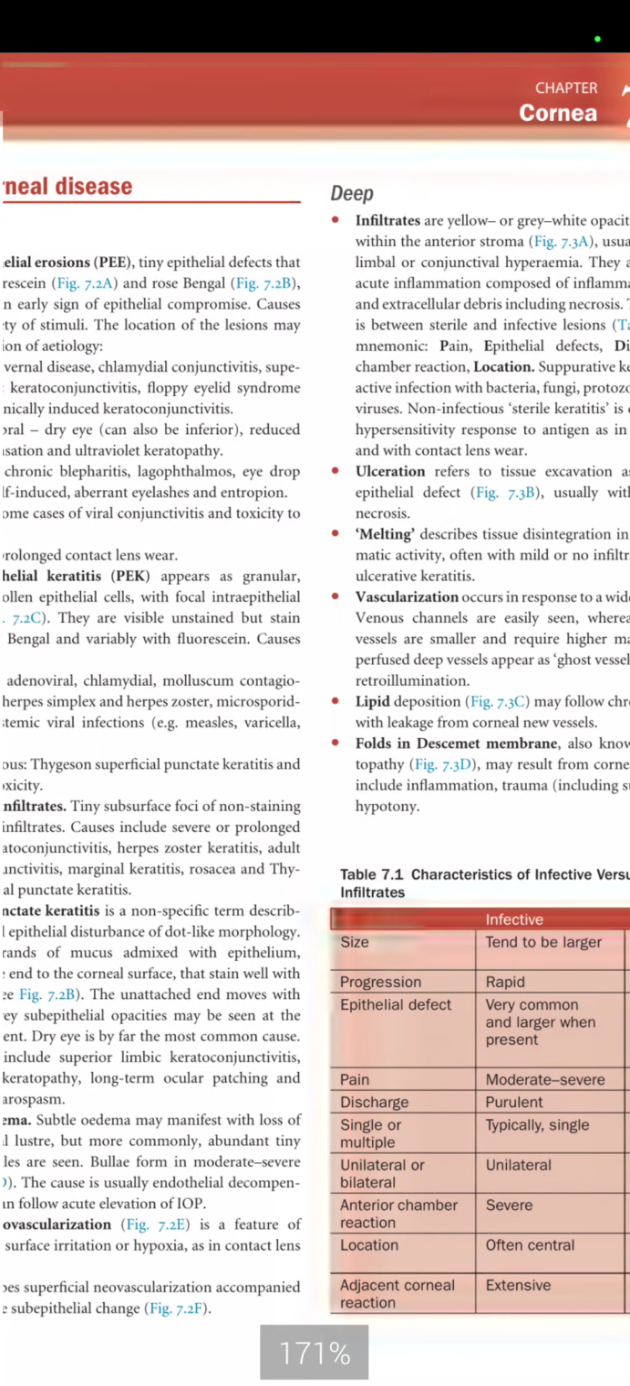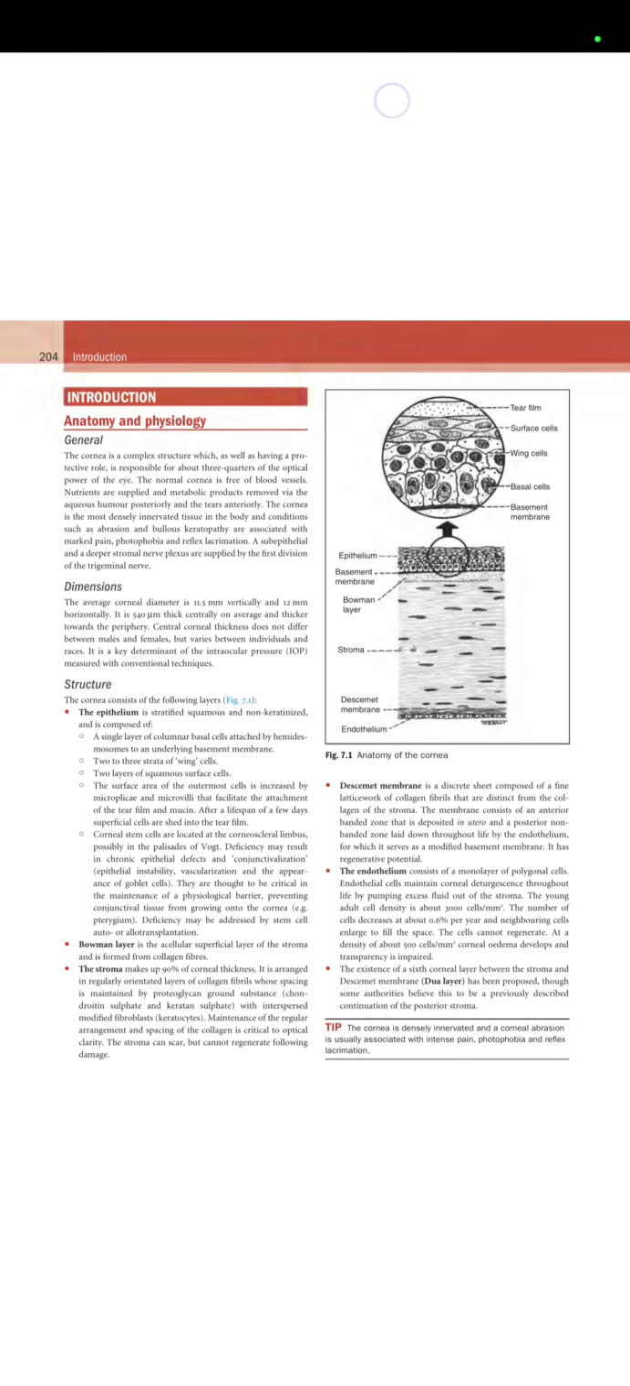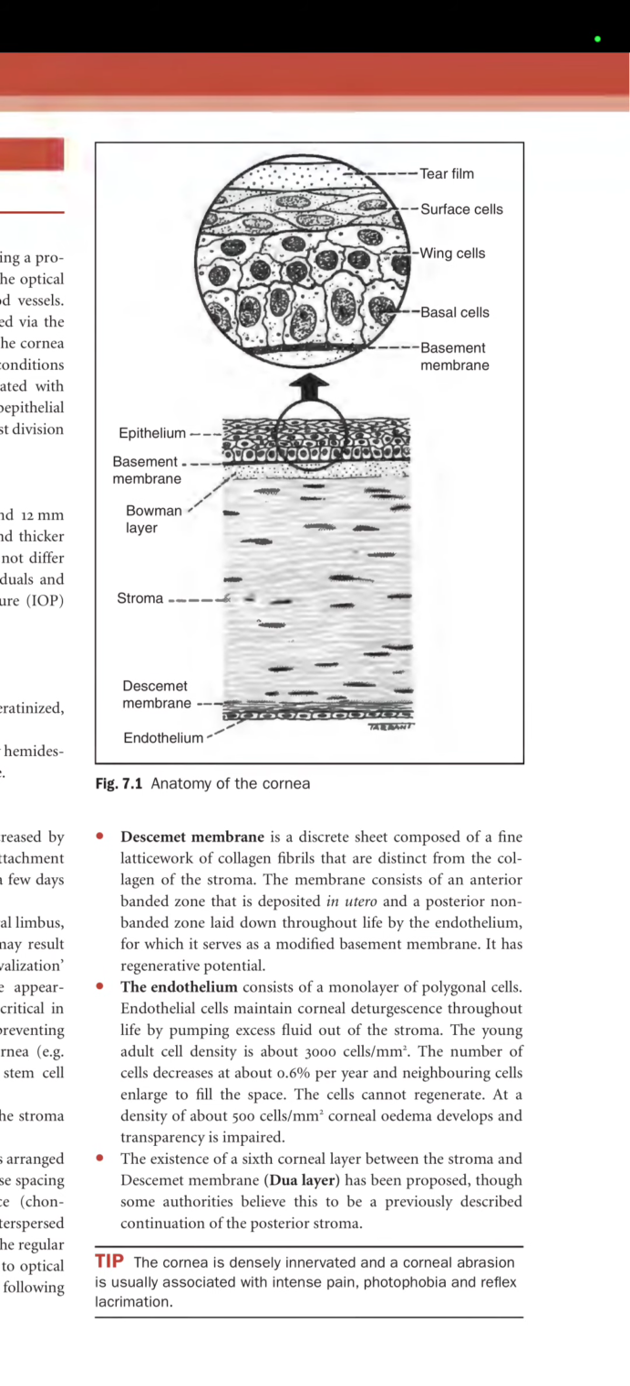Next is the Descemet membrane. The Descemet membrane is a discrete sheet composed of a fine latticework of collagen fibrils that are distinct from the collagen of the stroma. Bowman's membrane is also composed of collagen fibers, the stroma is also of collagen fibers, and Descemet is also of collagen fibers, but there are differences in the composition of the collagen that make us differentiate between the stroma and the Descemet membrane. So what is the Descemet membrane collagen fiber? It is basically the latticework.